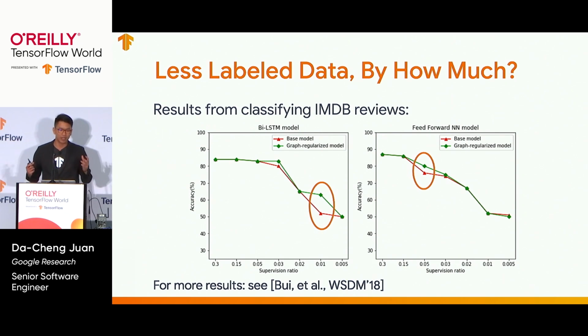As you can see, when we have lots of training examples, when the amount of supervision is high, there's actually not much performance difference. But as soon as the amount of supervision drops to 5% or even 1%, training with structured signals leads to more accurate models. Usually the improvement is more than 10%. If you are interested in more results, please refer to our paper.